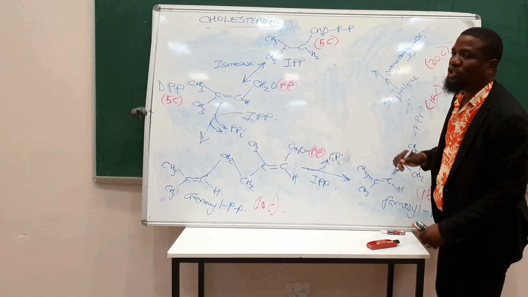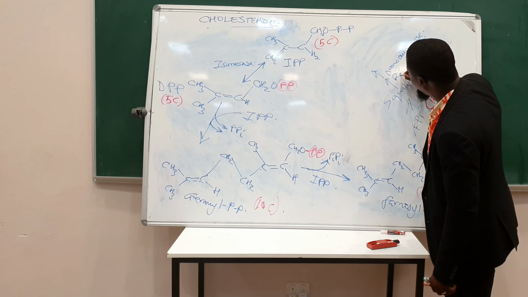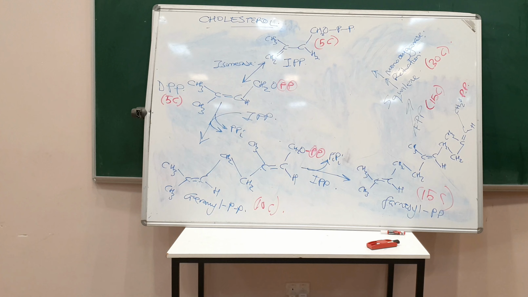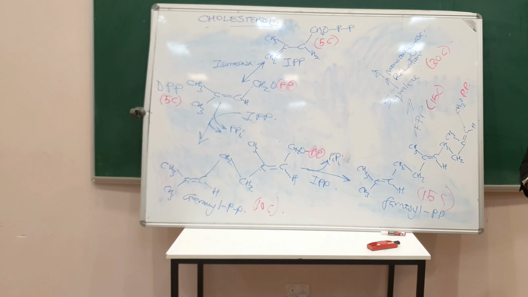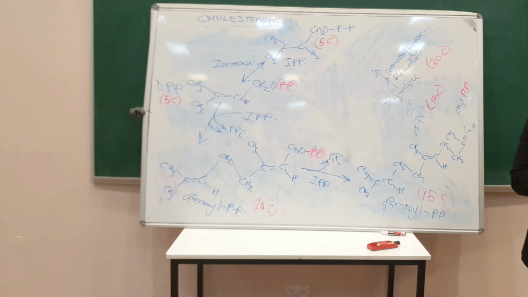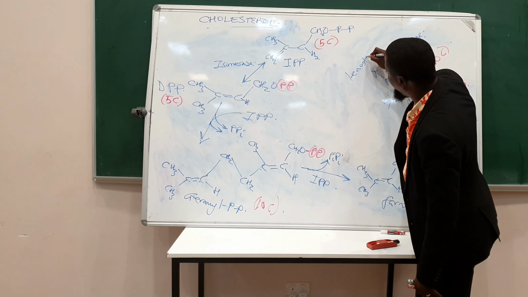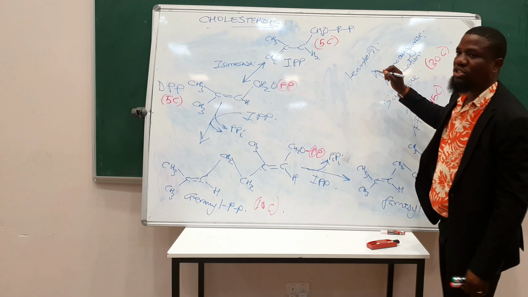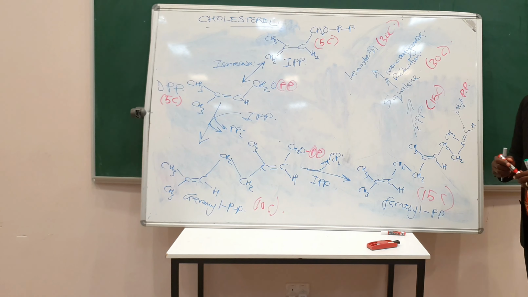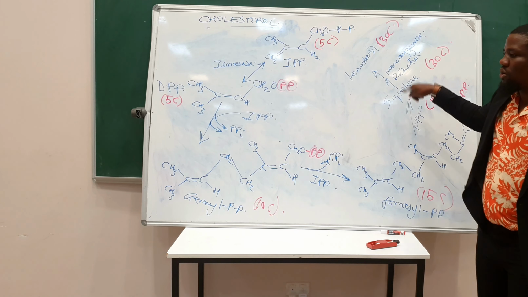Oxygenases, like squalene monooxygenase, and it would also involve reduction. And ultimately, the hydroxylation reaction that is actually going to occur would lead to production of a steroid ring, and this molecule is called lanosterol. This lanosterol also has 30 carbons. It is the first steroid molecule produced in cholesterol synthesis.